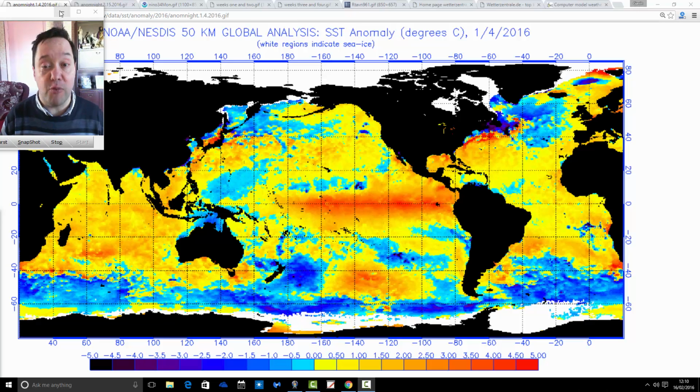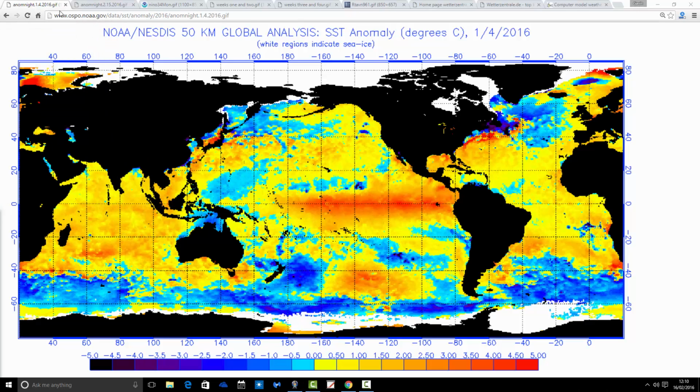So just starting off with the ocean temperatures. These are the sea surface temperature anomalies across the oceans of the world at the start of January. So just have a look at how things were looking in the oceans at the start of January, and then we'll go on and have a look at the latest chart.